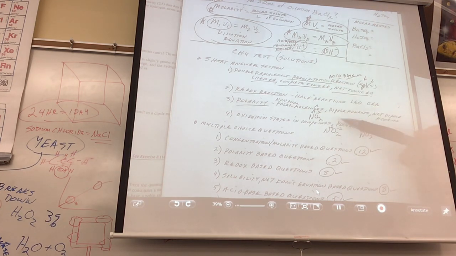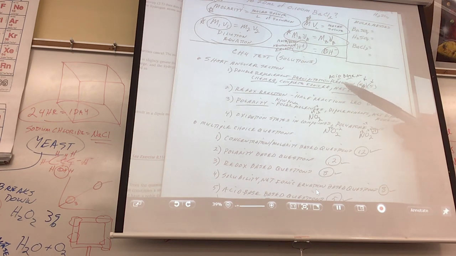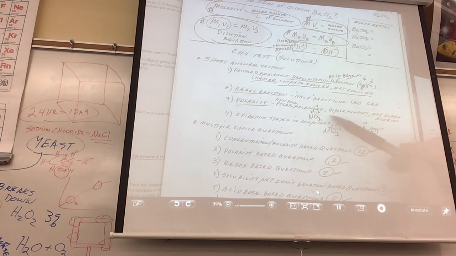In that section, you had to do the complete ionic equation, net ionic equation, and then half reactions, and then you do these little drawings where you put net dipole moments and dipole moments. That's the only part that's not multiple choice.